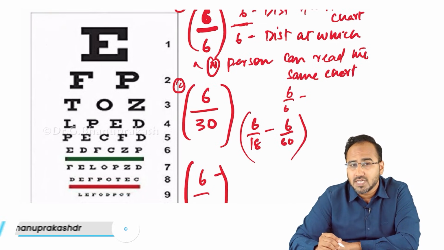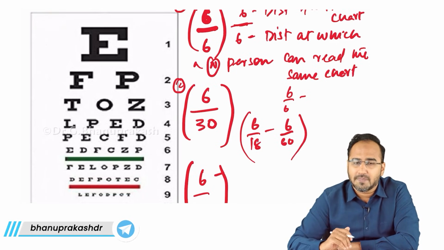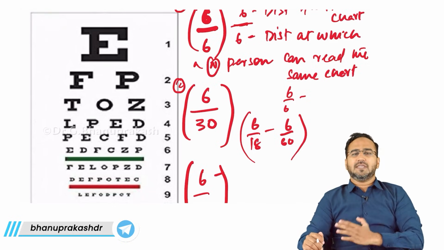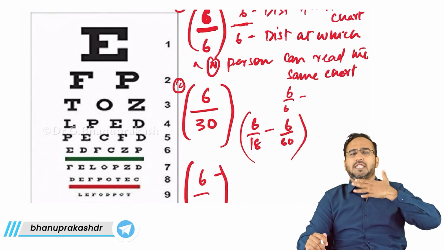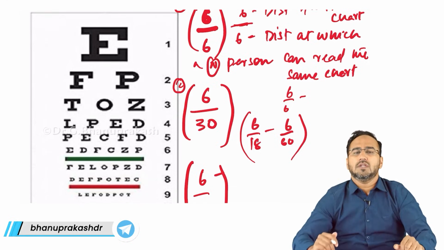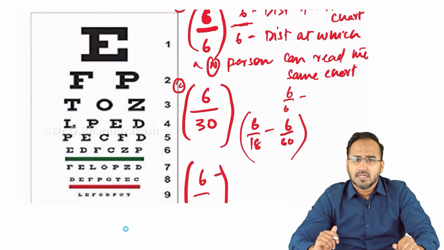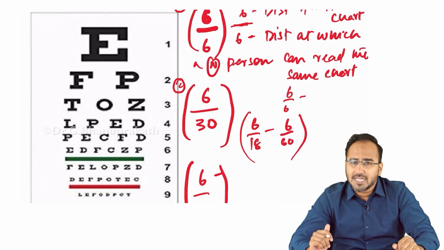What does the upper 6 mean? It is the distance between the patient and the chart. I am the patient. It's the distance between the patient and the chart. That is the upper 6. What does the lower 30 mean? The distance at which a normal person can read the same line.